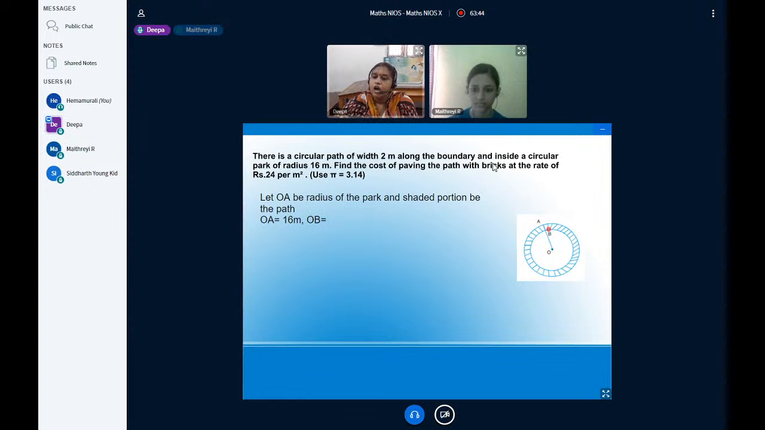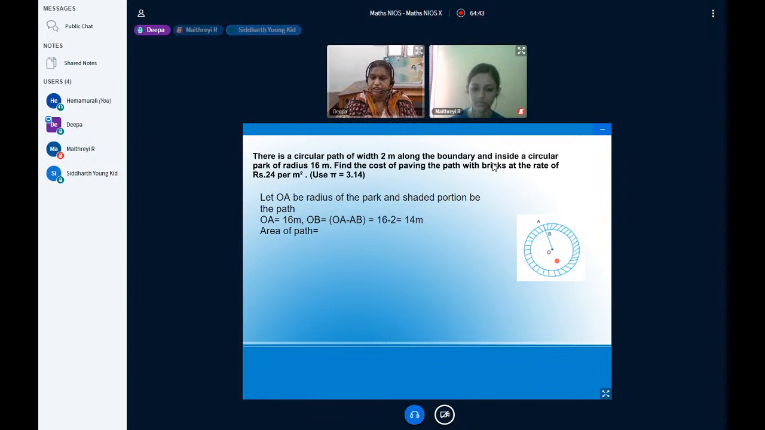OB is equal to OA minus AB. What is the OA? 16. Then what is the width of the circular path? 2 meters. Subtract that, you can find out the OB, right? OA minus AB. Very good. 16 minus AB, the width, 2 meter. So 14 meter is the OB. Clear? Okay. Now we should find the area of the path.